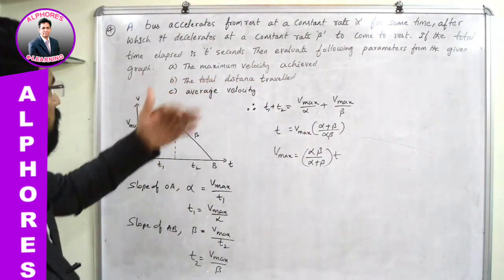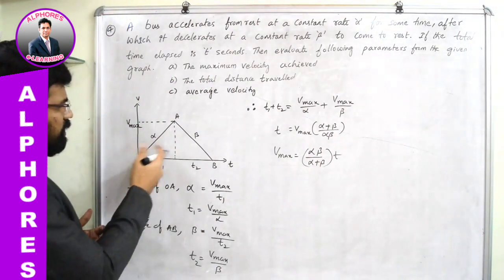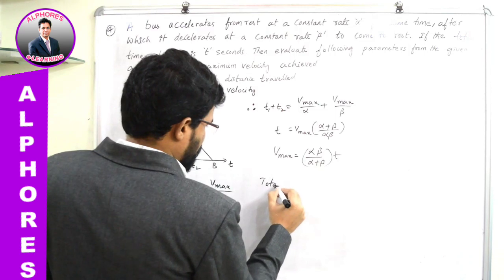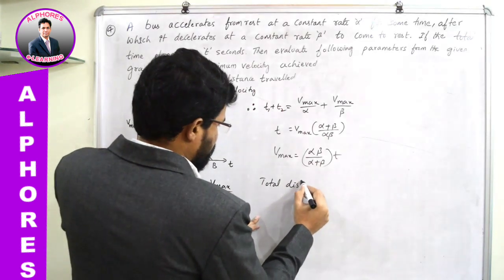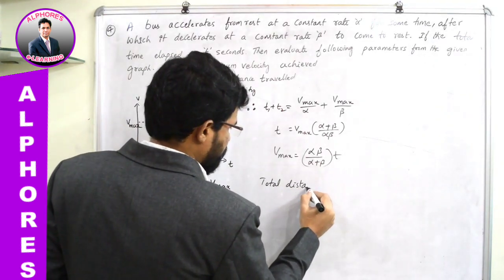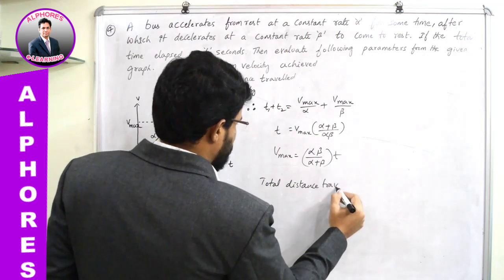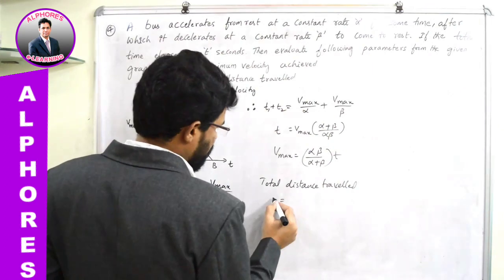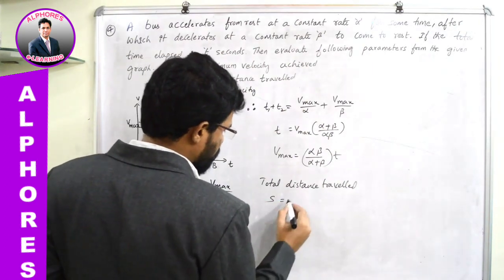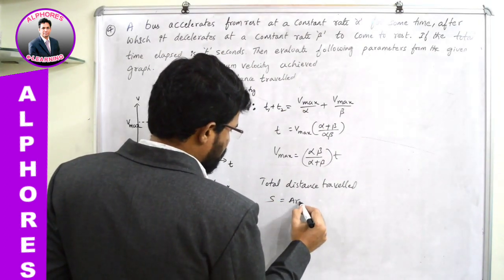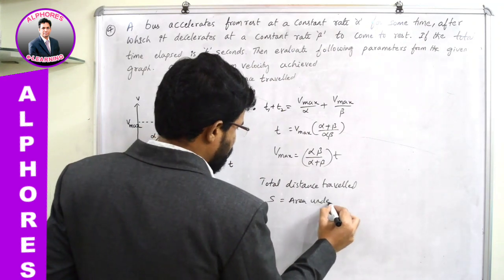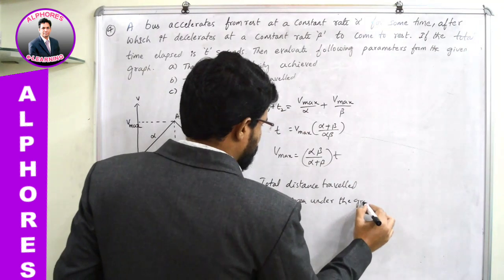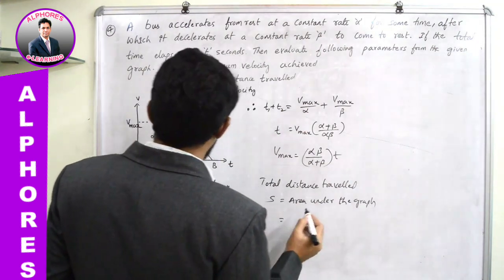Now let us have a look at the total distance traveled. The total distance traveled is nothing but the area under this graph, right? I'll take the total distance traveled as S, which is equal to the area under the graph. This is another physical significance of the velocity time graph. Area under the graph.